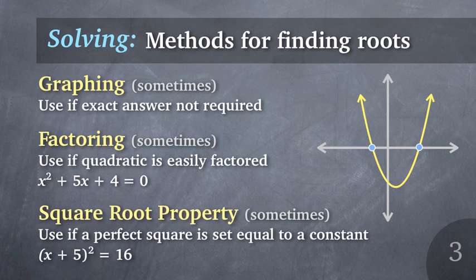And the square root property we can sometimes use too. If a perfect square is set equal to a constant, like in the example below, (x plus 5) squared equals 16, I can just take the square root of both sides and solve. All 3 of these on this screen, we can only use sometimes. The conditions have to be just right to use these.